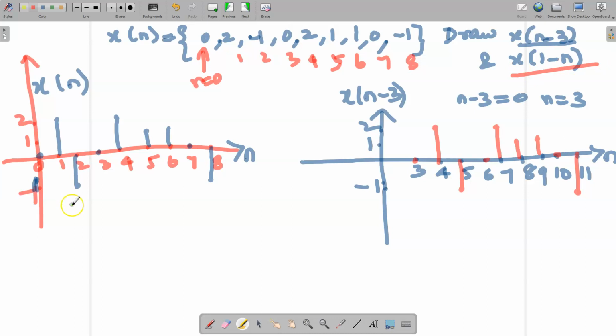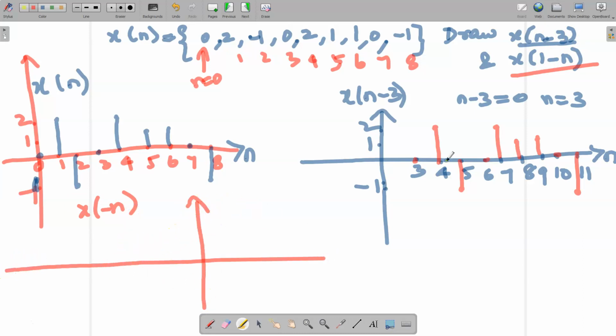X of 1 minus n means first we need to reverse your signal. First draw x of minus n and then shifting operation we have to do. So, x of minus n, how you have to draw your x of minus n? Just reverse your signal. Okay. So, actually this is x of n, you have to reverse your signal. So, it will become 0, 1, minus 1, minus 2, minus 3, minus 4, minus 5, minus 6, minus 7, minus 8. Okay. Just reverse your time values and then 1 and 2 amplitude is minus 1 here. Okay. So, reverse your values.